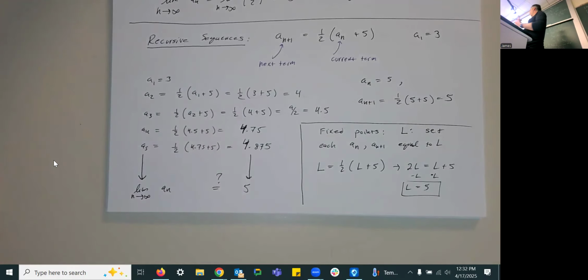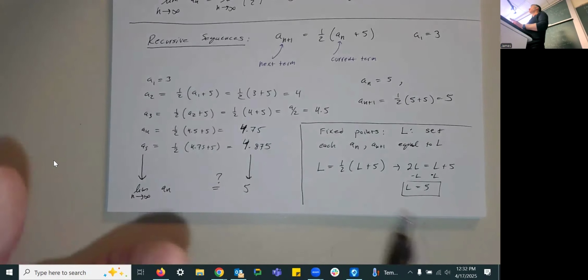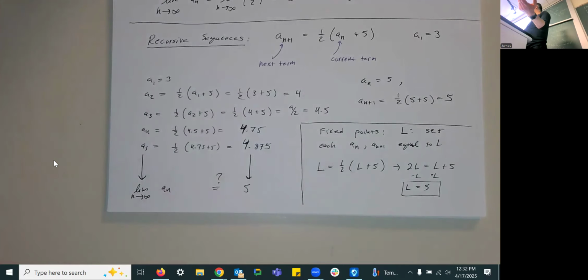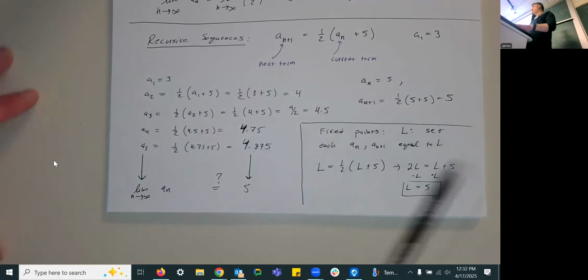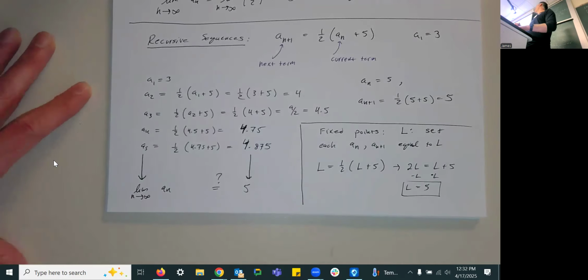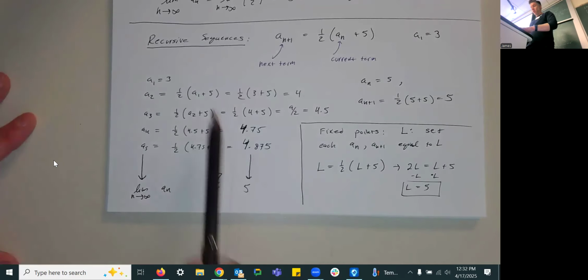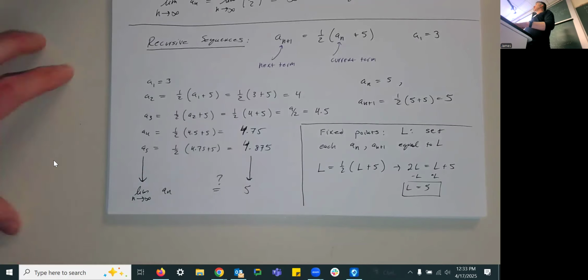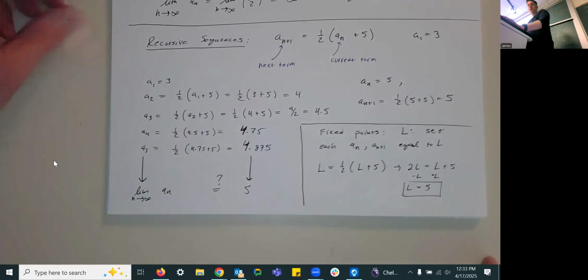A couple words of caution here. Sometimes you're going to get more than one L value, right? You might get multiple fixed points, and not all of them can be the value of the limit if it exists. And sometimes you might get fixed points and none of them will be the limit value because the limit won't exist. So finding the fixed points is cool and kind of neat, but they don't tell the whole story. You kind of have to really look at some of the terms to get an idea of what's happening. Let's look at a couple more examples.